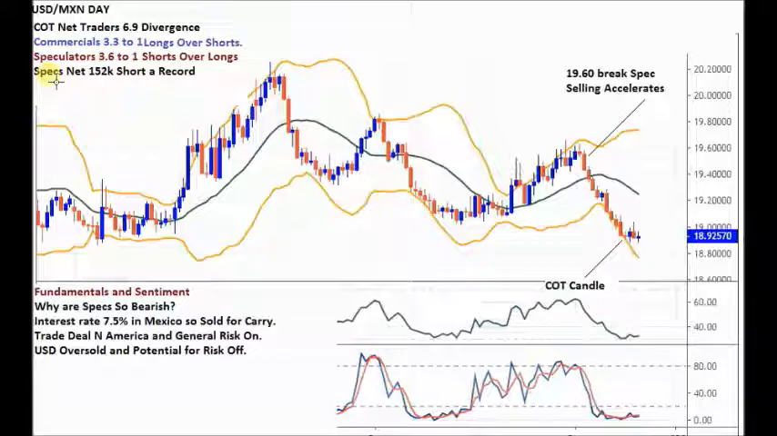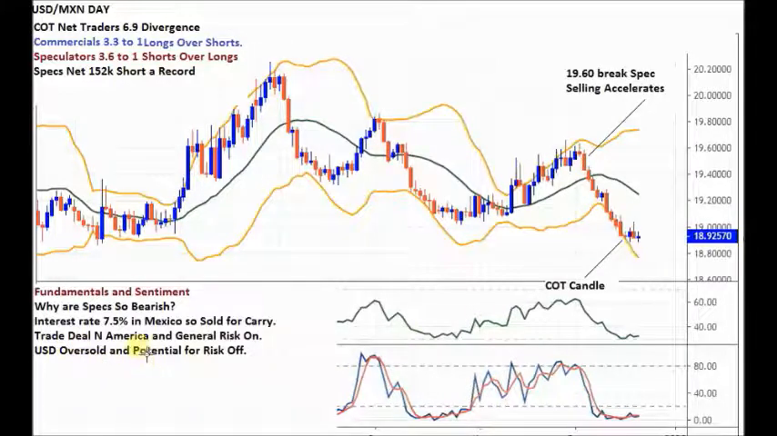Why? And why are the commercials coming in to buy? Okay, down here, interest rate in Mexico, 7.5%. That's the main reason. If you sell the USD, which has got a lower interest rate, and buy the MXN, you pick up the differential, which is pretty healthy, isn't it? It's near enough 6% per annum with a bit of leverage on. You've got nice, healthy interest rate earnings if the pair were just to go sideways, but it's gone down, so you've got some capital appreciation as well if you're a speculator.